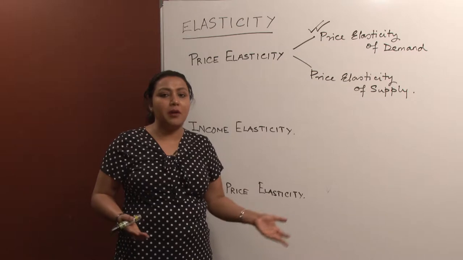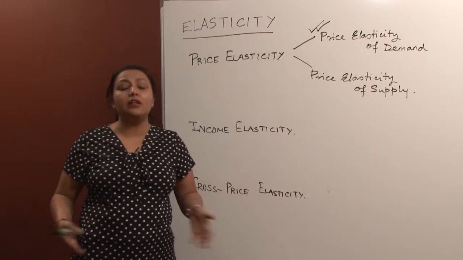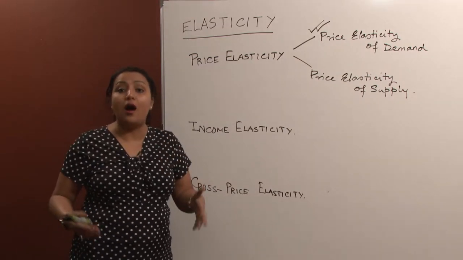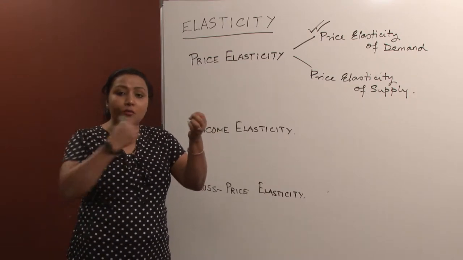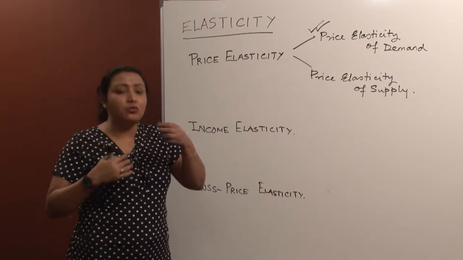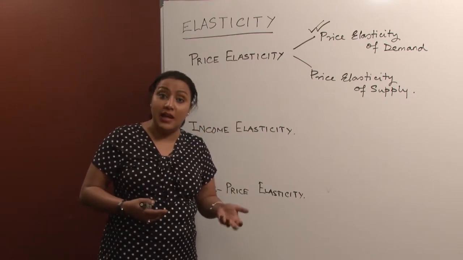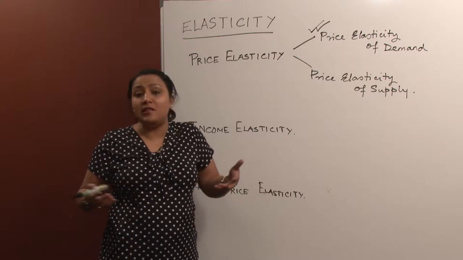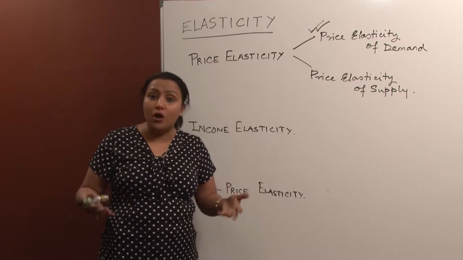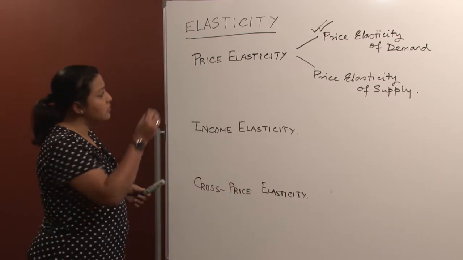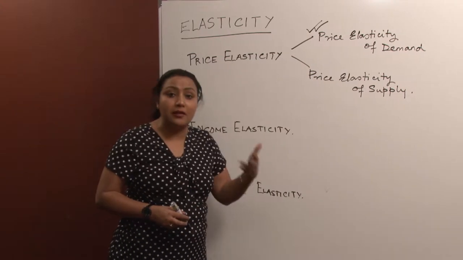Now, if the quantity demanded or the quantity supplied are super responsive to the price change, then we say that the demand or the supply are elastic. And if the quantity demanded or the quantity supplied are not at all responsive to the price change, then we just say that the demand or supply are inelastic. So, the force is the price change, and how demand or supply reacts to that force in the market defines whether the demand or supply is elastic or inelastic. Elastic simply means it is responsive, and inelastic simply means it is not responsive.